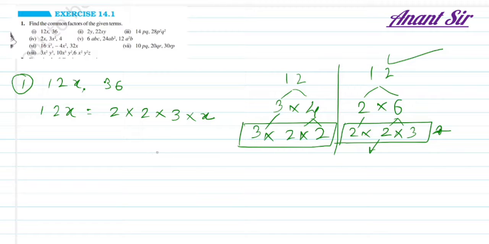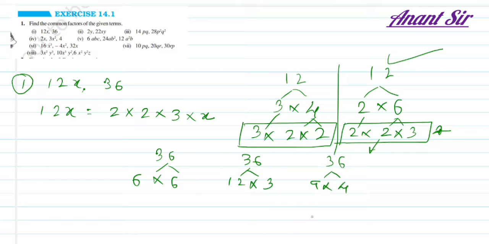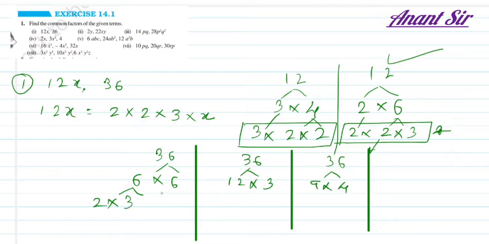Now we have to find the factors of 36. So either you can do 6 times 6, or if you want you can do 12 times 3, or 9 times 4. Whichever way you do, the answer is going to be the same. See, if you do it 6 times 6, then for 6 you will write 2 times 3. Again for this 6, 2 times 3. Now these cannot be further simplified.